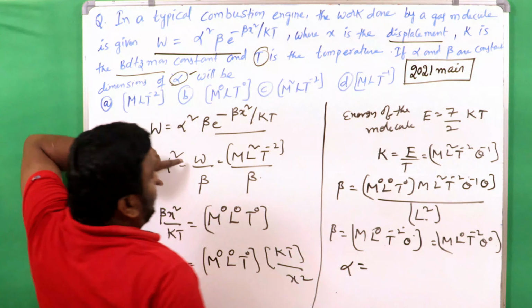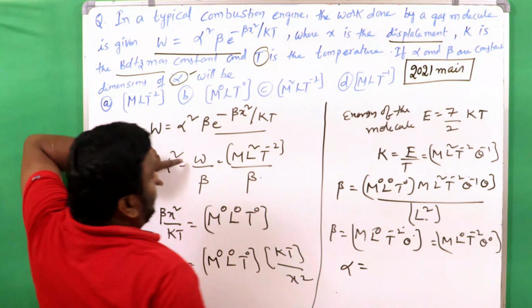And here, L square and T to the power of minus 2. If the numerator comes to plus B plus 2, that's what we get here: 0. Therefore, alpha square is equal to M to the power of 0, L square, T to the power of 0. Then alpha is M to the power of 0, L square, T to the power of 0, whole to the power of 1 by 2. That means, simply, alpha is equal to L square, whole to the power of 1 by 2.